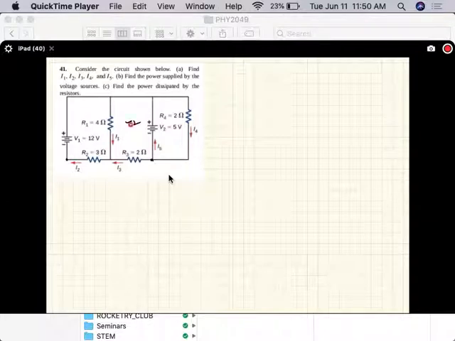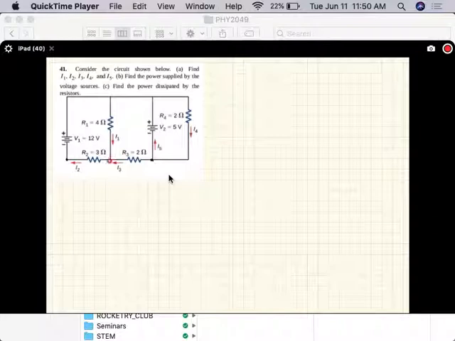And so here's a loop, here's a loop, here's a loop, here's a loop, here's a loop, and here's a loop. So there's plenty of equations to be had. So they've labeled the currents for us. Find the power supplied by the voltage sources. Find the power dissipated by the resistors. Oh man.